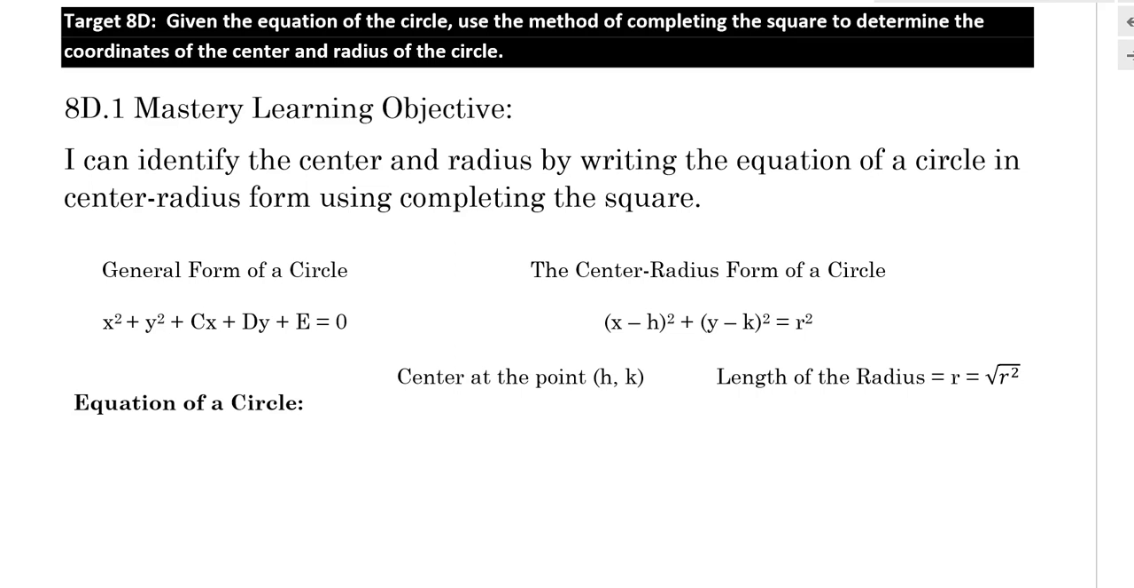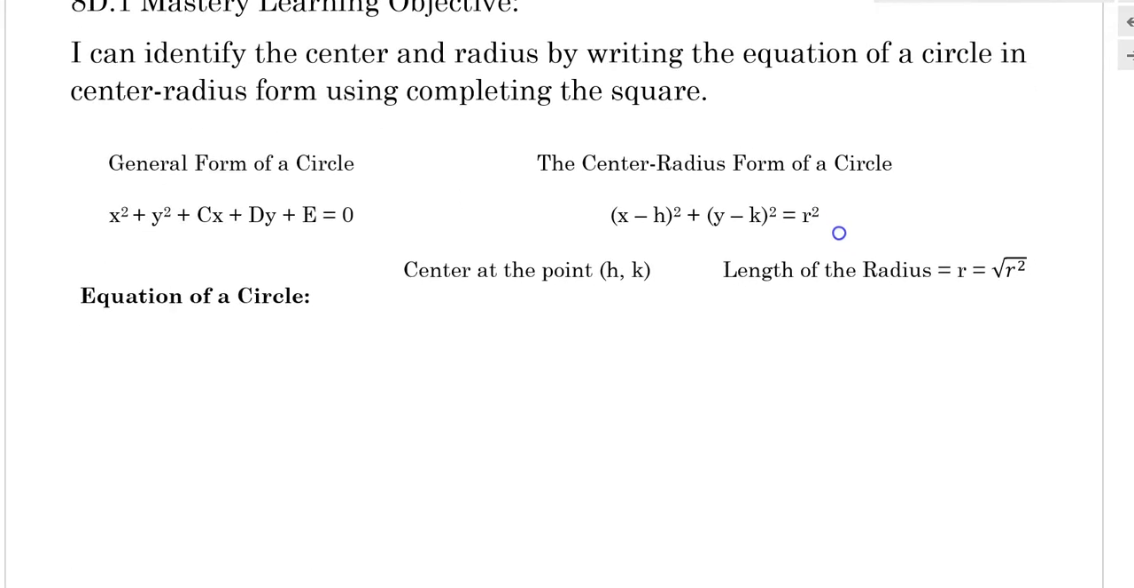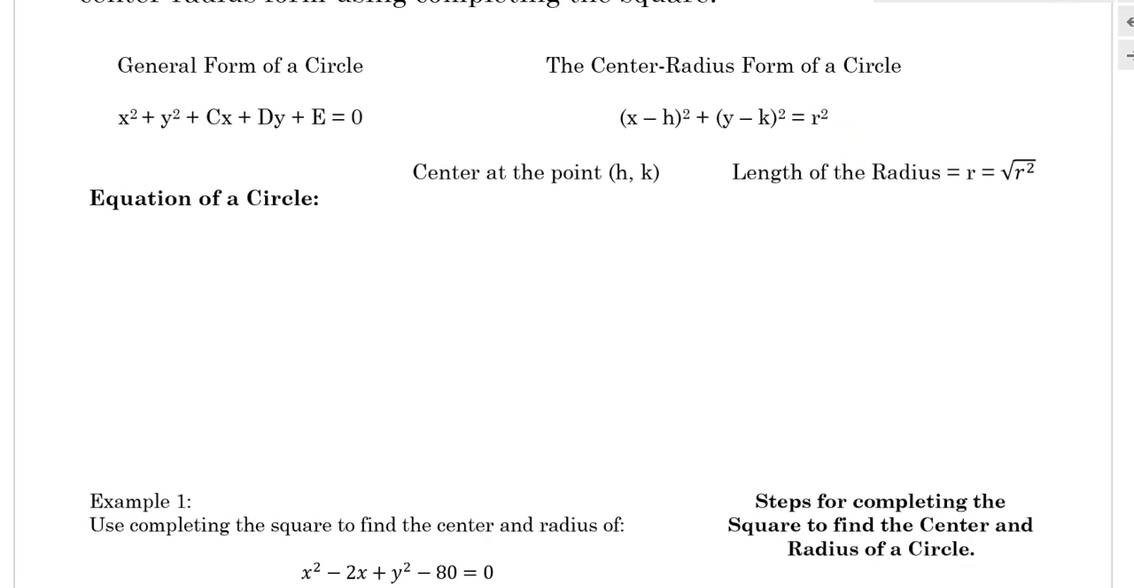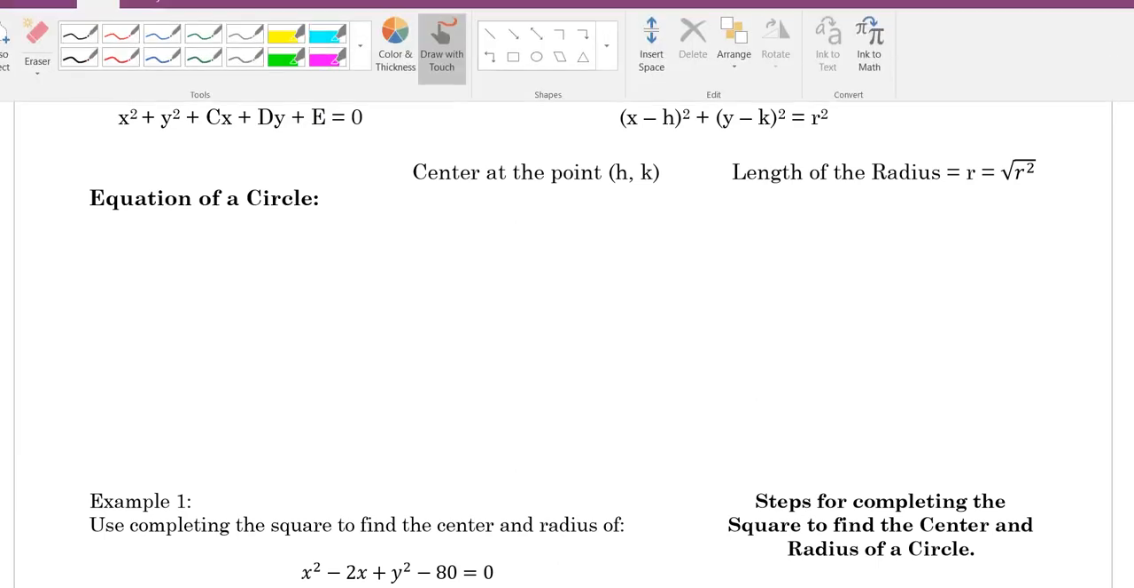Okay, so our first target is, I can identify the center and radius by writing the equation of a circle in center radius form using completing the square. Okay, so the equation of a circle that we've seen so far has been center radius form. This one, right? That's what we're used to. There is also this general form of a circle. Okay, so I can switch between the two.